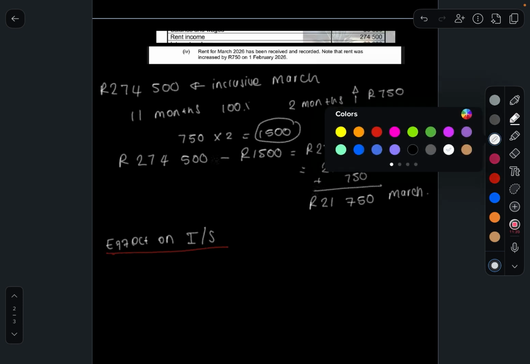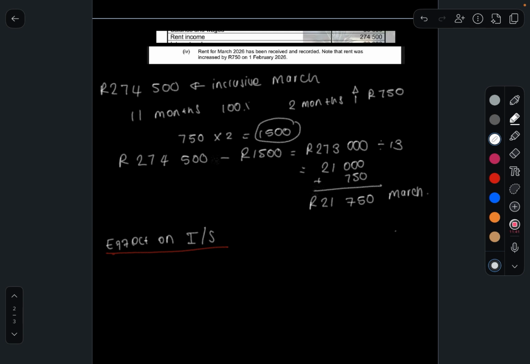Under rent income, right? You're gonna subtract from the 274,500, you're gonna subtract the 21,750, right? Since it's a deferred income.